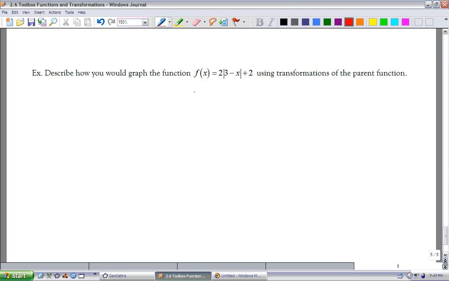Describe how you graph the function here. f of x equals 2 times the absolute value of 3 minus x, plus 2, using transformations of the parent. First off, we need to realize, first, that our parent in this case is y equals the absolute value of x. Second, before we do that, maybe we should look. Here we have a compression / stretch. In this case, it's a stretch. Okay, so we identify that.